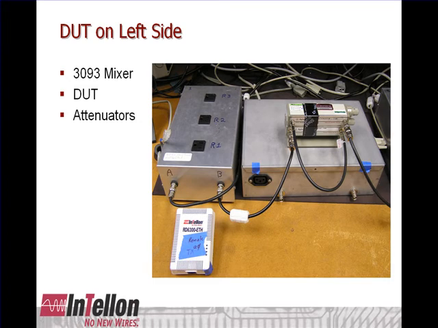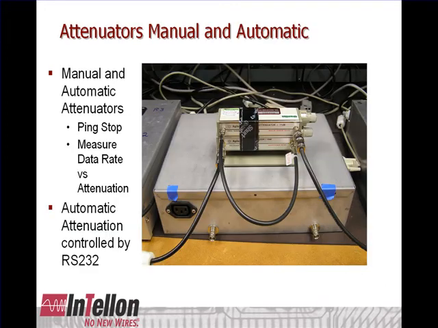The automatic attenuator is used in every production test station, or PTS. We'll describe that station a little later in this video. The manual attenuator, located here, and the automatic attenuator are used for the ping stop test and to measure the data rate versus signal attenuation. The manual or automatic attenuator can be used to change the signal's SNR ratio for the various tests. We'll use the manual attenuator during this demonstration. The automatic attenuator is used when automatic data collection processes are taking place.